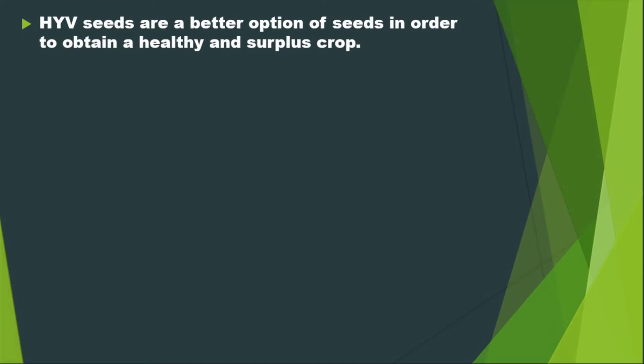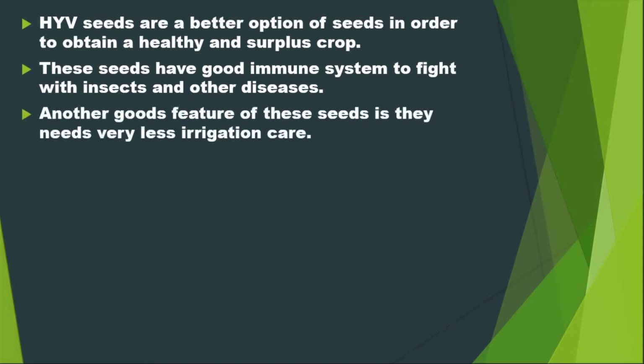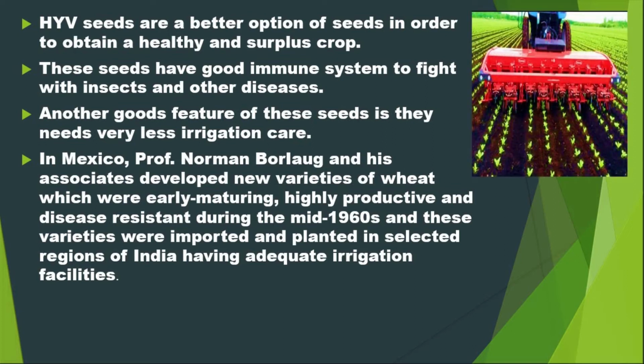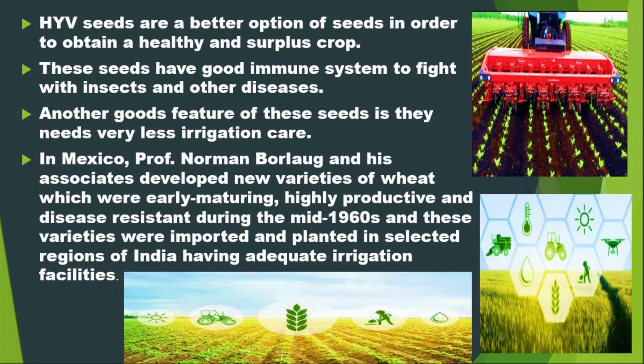So, what are the high yielding seeds used in the Green Revolution? It is a healthy and surplus crop and has good immune systems to fight disease. Actually, in Mexico, Professor Norman Borlaug, the father of the Green Revolution, and his associates developed new varieties of wheat which were early maturing, highly productive and disease resistant during the mid 1960s, and these varieties were imported and planted in selected regions of India having adequate irrigation facilities.